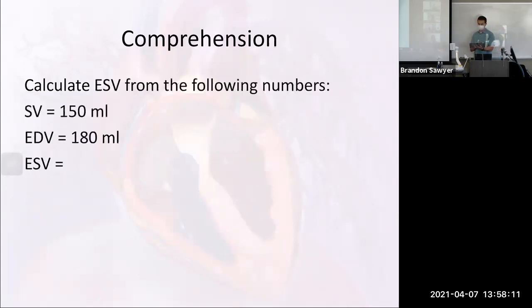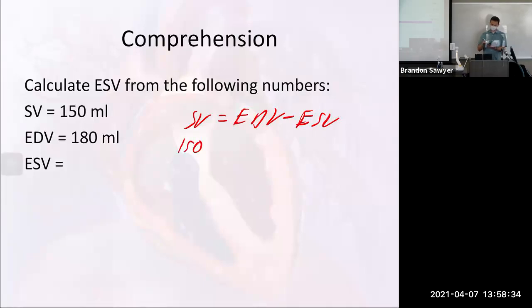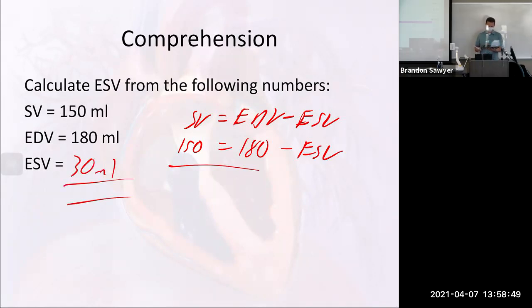And then this last one, so we calculate ESV from this, okay. So let's see what you guys said. Okay, so most people are saying 30, okay. So stroke volume is normally EDV minus ESV, okay? So we've got 150 there, we've got 180 there, and so we just need to solve for ESV, right? So we end up with 30, right? So the difference between those two, 30 mils. Okay. All right, any questions about those calculations?